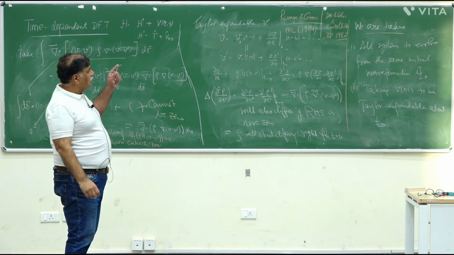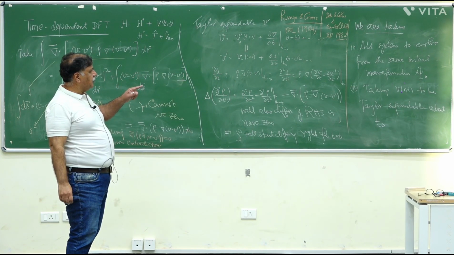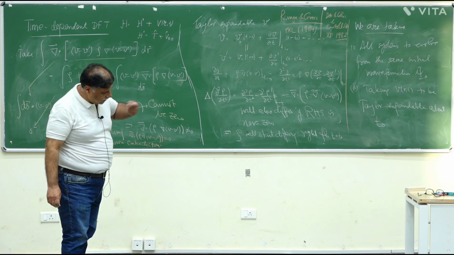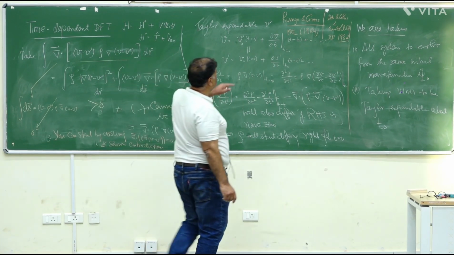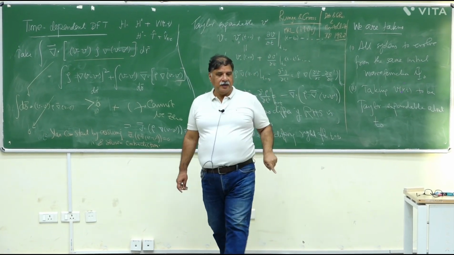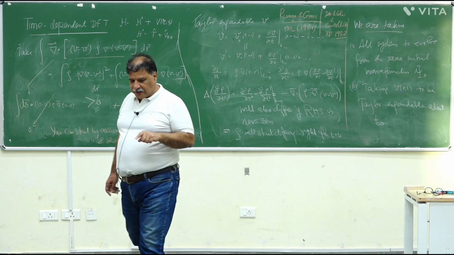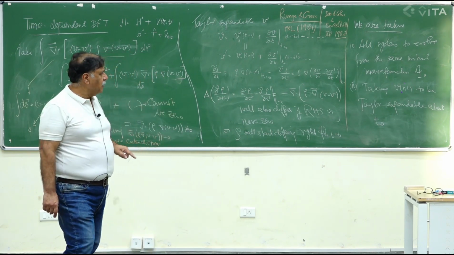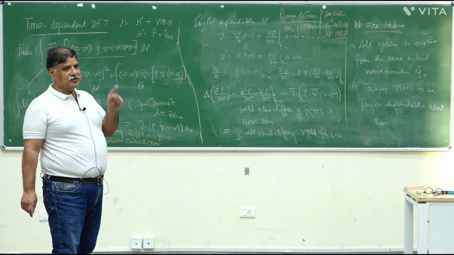Alright, so the other ones: Runge-Gross was for periodic, Adiabatic was for adiabatic used on potentials, and now I've shown that Runge-Gross is for general. Except that the potential is Taylor expandable at the initial time, and I'm starting with the same function for everything.